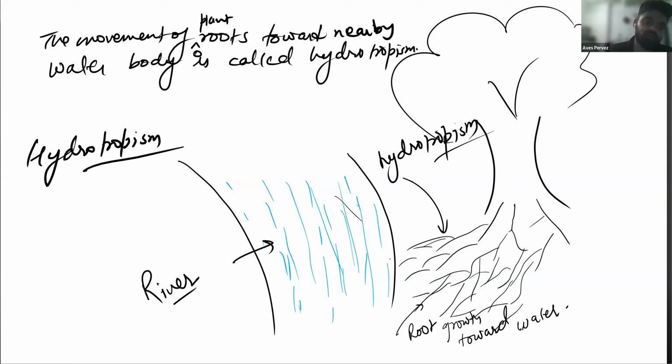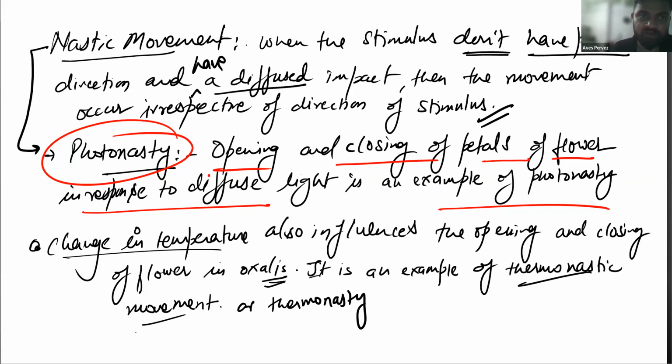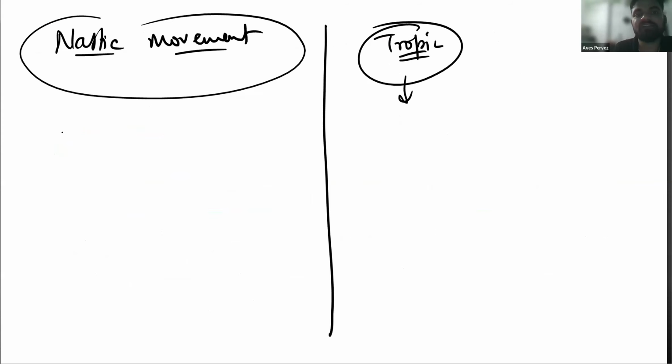Done, sir? Okay. Now, let's move towards the nastic movements. What are nastic movements actually? Let me explain what nastic movements are. I have already taught that nastic movements are those movements in which the stimulus doesn't have a particular direction.